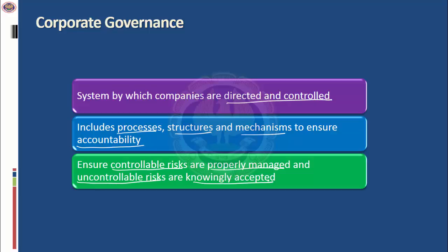For example, let's say a new enterprise is started for digital payments. So when you're running a digital bank, let's say an online payment bank, you should know what are the types of risks which are there and how these risks could be controlled. There are also risks, in spite of having all the controls, which are uncontrollable. These should be knowingly accepted.